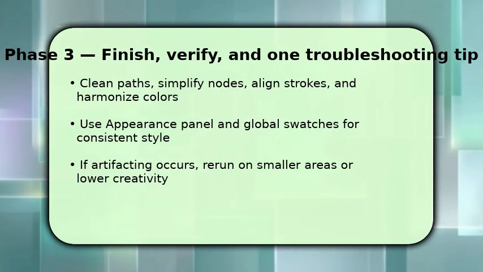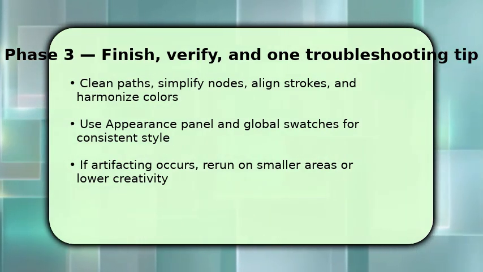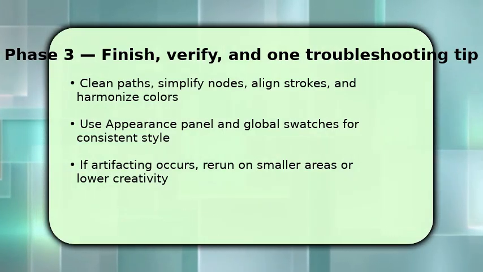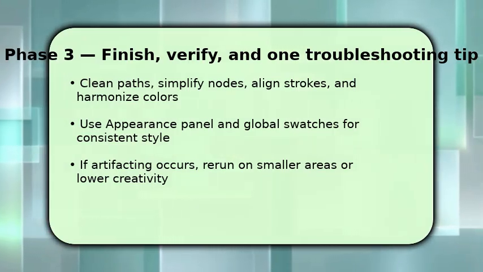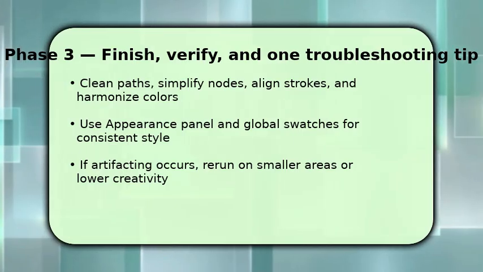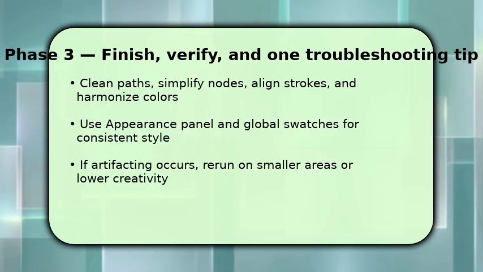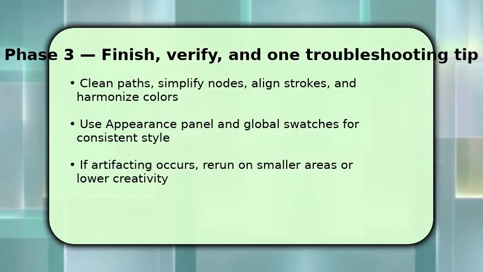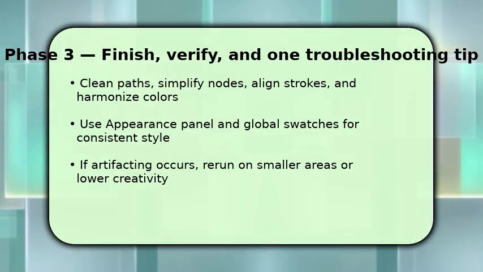Simplify nodes, align strokes, and harmonize fills using global swatches so changes update across the file. Then use the Appearance panel to layer effects non-destructively and create symbols for repeated elements. If you see artifacting, jagged edges, or mismatched styles, rerun the generation on smaller areas, reduce the creativity or temperature, or refine the prompt with precise constraints. That troubleshooting tip will save time and preserve quality as you finalize the art.